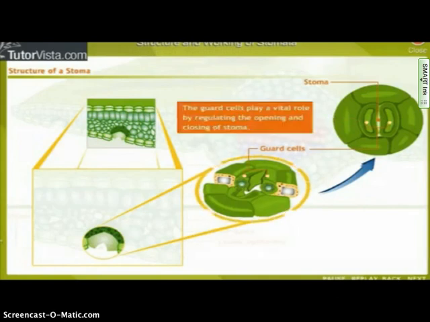The guard cells play a vital role by regulating the opening and closing of stoma. They control the exchange of gases between the leaf and the atmosphere.